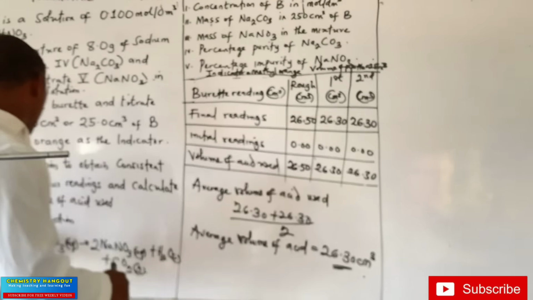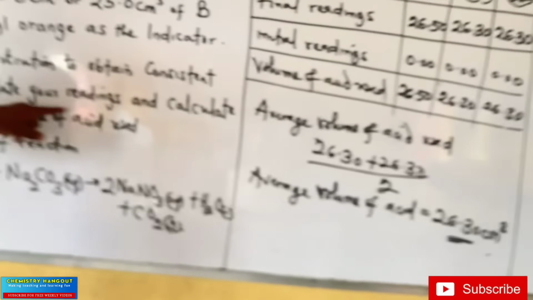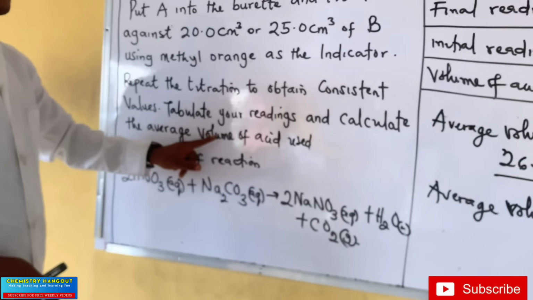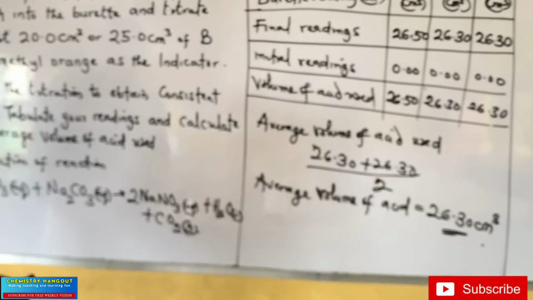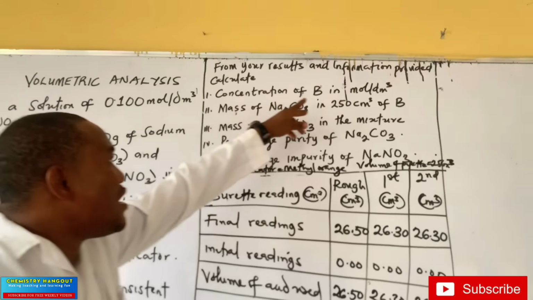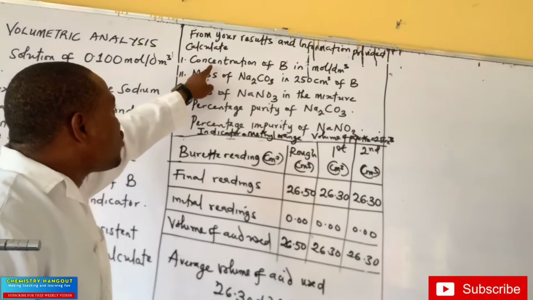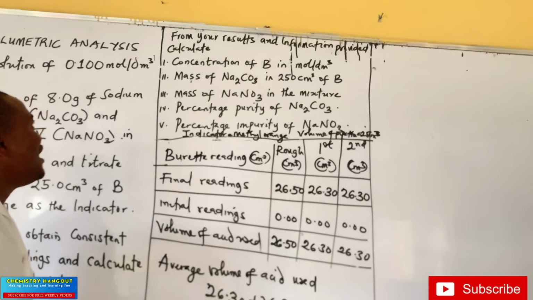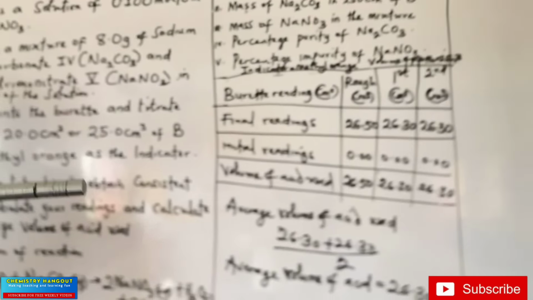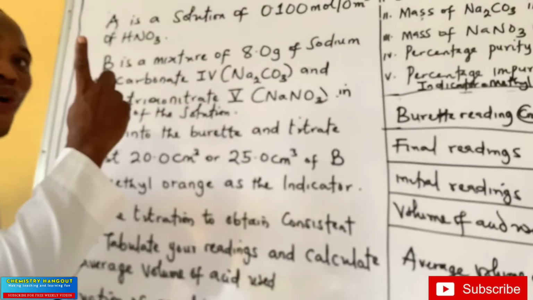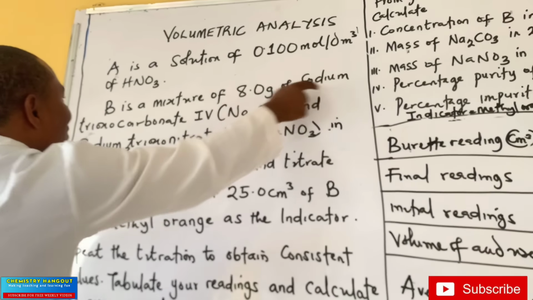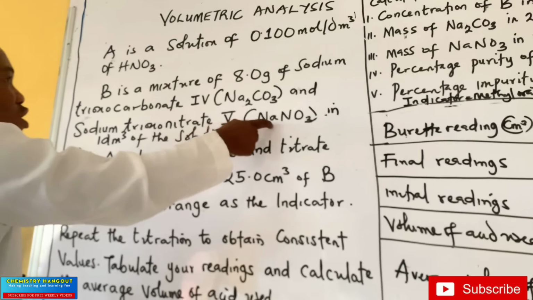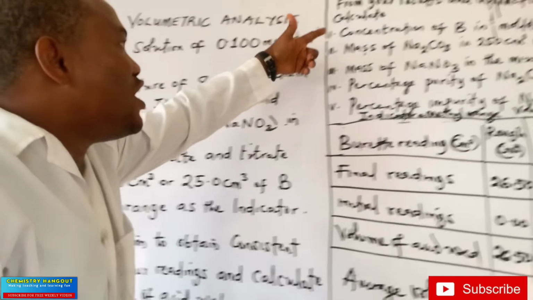Now, from this, let's come back to the question. They said calculate your readings and calculate the average volume of acid used. That's what we have done from our titration now. Then, from your result and information provided, calculate 1. Concentration of B in mole per dm cube. Now, come close and look at that. B is a mixture. B is a mixture of sodium thiocarbonate and what? Sodium nitrate.